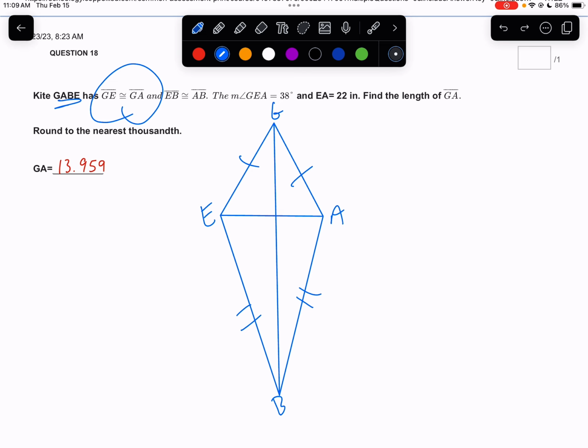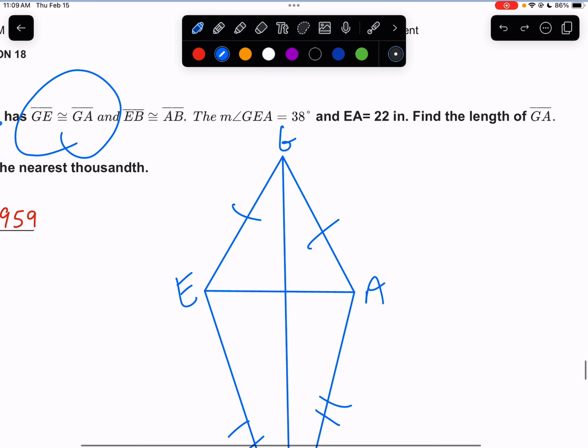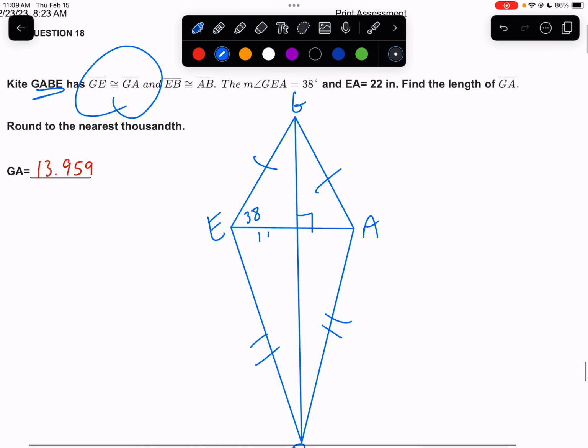The measure of GEA is 38. So this little angle is 38. It's a kite, so it has right angles. And E is 22. Well, based on the kite here, that means it's cut in half. The line of symmetry is vertical. So that's going to be 11 and 11.